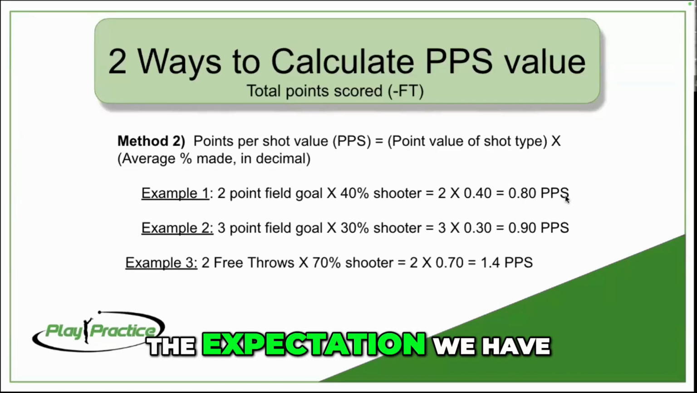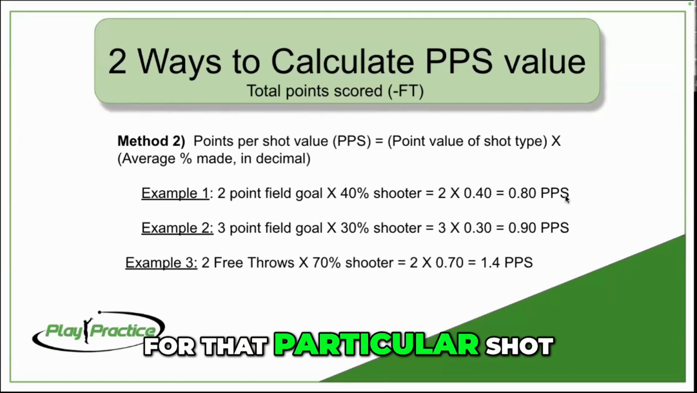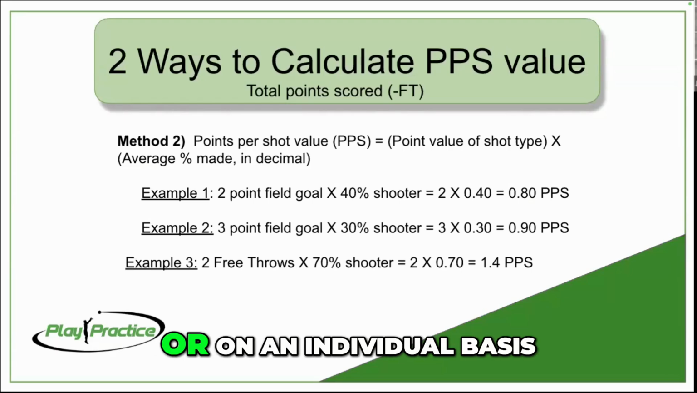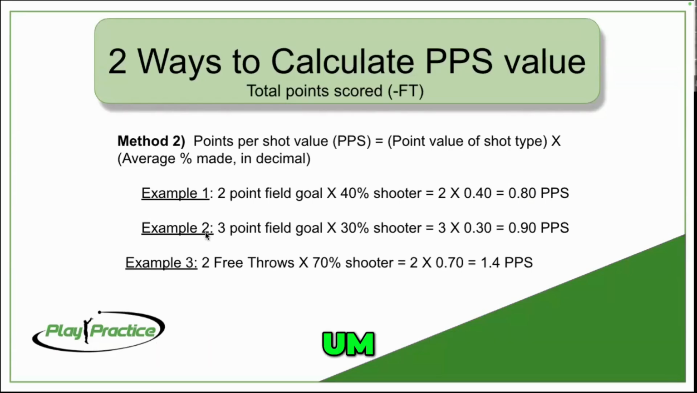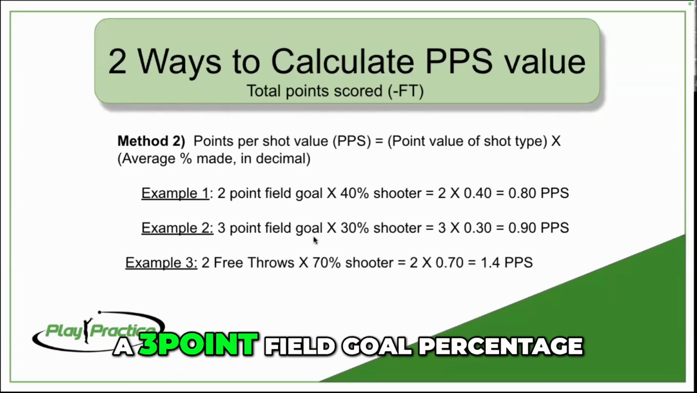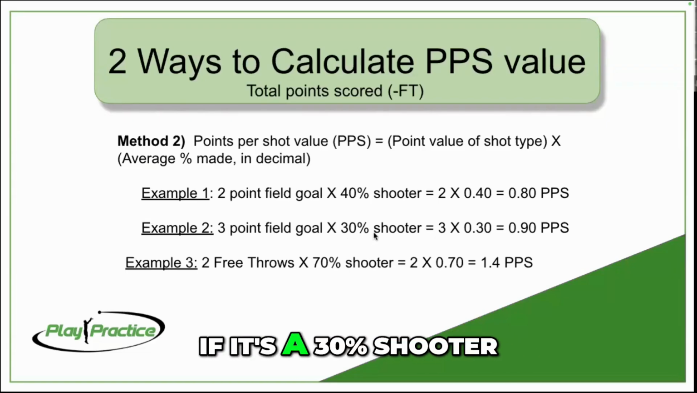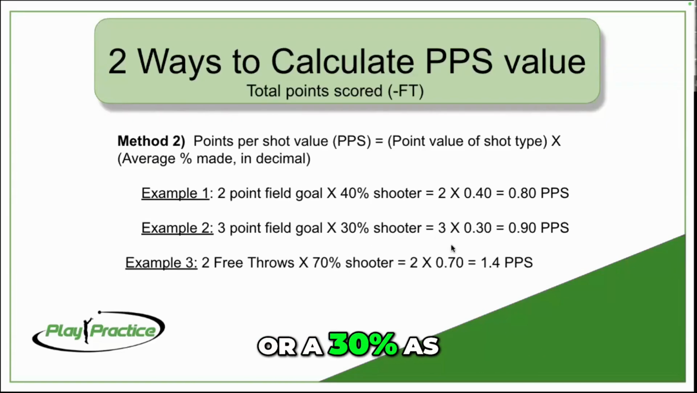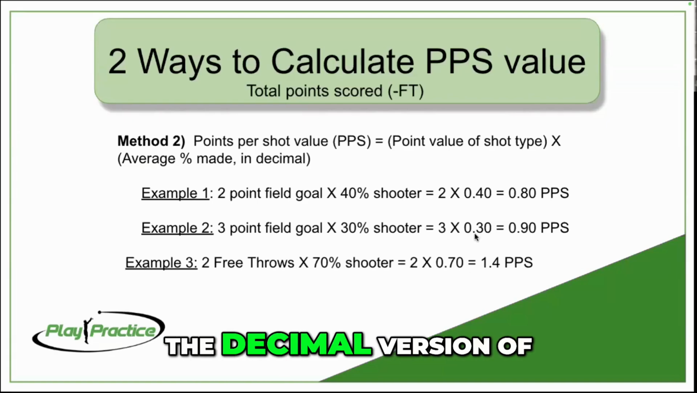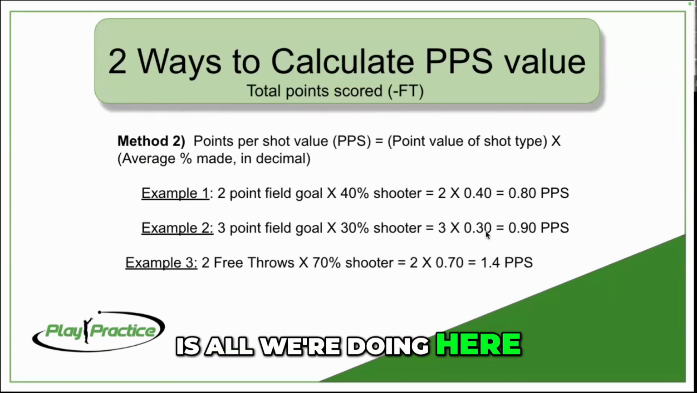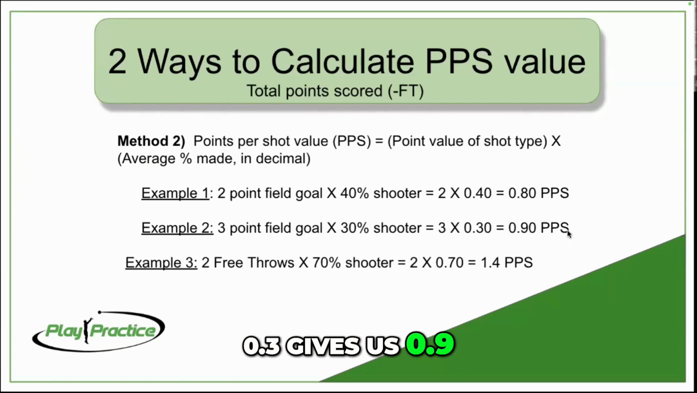And that's kind of the expectation we have for that particular shot, either for our team or on an individual basis. Another example would be a 3 point field goal percentage. Because we're scoring 3 points for each shot, if it's a 30% shooter or a 30% as a team is what we're averaging, we multiply 3 times the decimal version of the percentage is all we're doing here. 0.3 gives us 0.9, right?